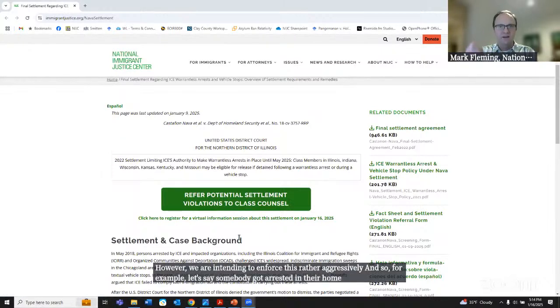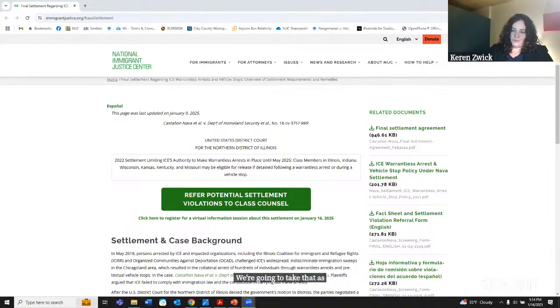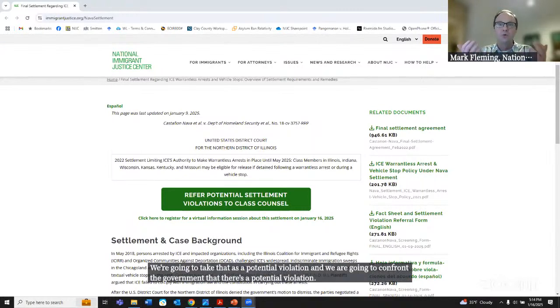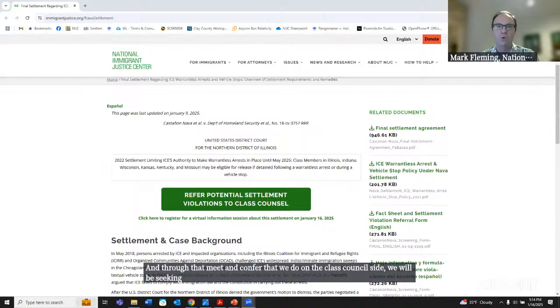They provide identification that shows both their name and that they live at that address, and there's no other questions. We're going to take that as a potential violation, and we are going to confront the government that there's a potential violation. And through that meet and confer that we do on the class counsel side, we will be seeking either from the government or from the court that they produce the I-213. So that's the way we are intending to do it.